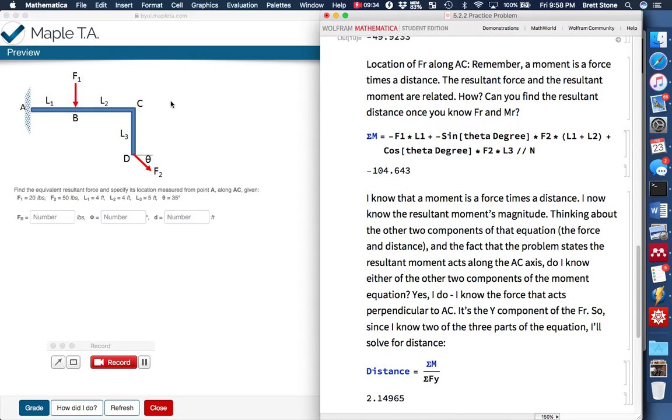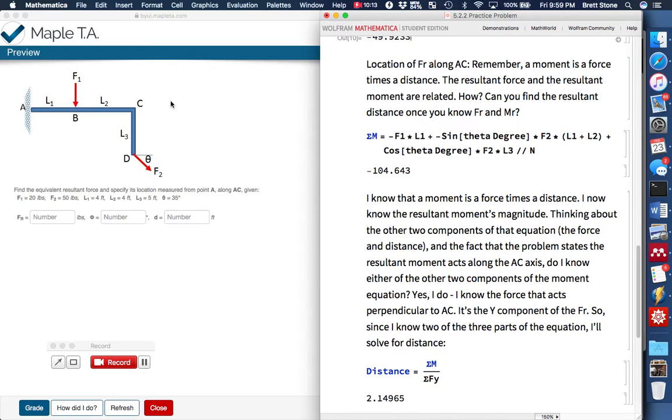Now, what does all that have to do with where the resultant force acts along AC? Well, if I have a resultant moment, then I still have to be able to say that that moment is caused by a force and a distance. And if I'm in resultant land instead of in component land like we have been, I'm saying the resultant moment is equal to a component at least of the resultant force times, we'll call it, the resultant distance in this case.